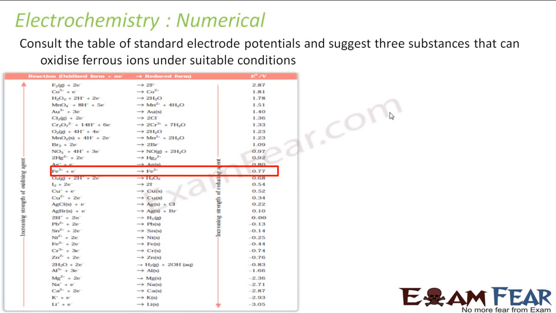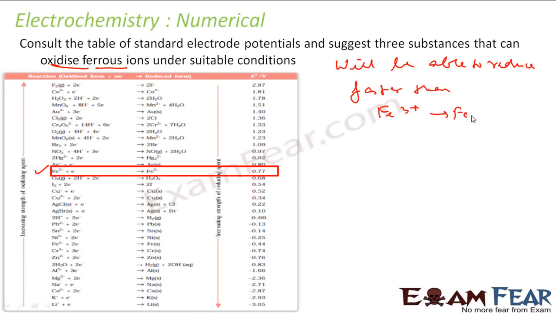The next question is, we have to consult the table of standard electrode potential. Name three substances that can oxidize ferrous ions under suitable conditions. So something that can oxidize ferrous ions. First, let's mark this in red, right? The ferrous ions, this Fe3+ to Fe2+, which can oxidize ferrous to ferric. That means something that can oxidize ferrous ions will be able to reduce faster than Fe3+ to Fe2+. Correct?